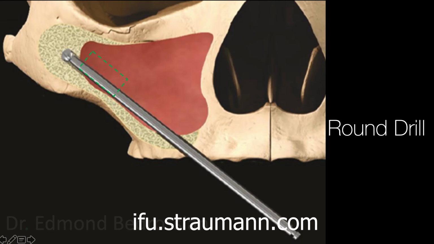So the round drill sets the trajectory. It basically makes a small indentation on the base of the zygoma, allowing the 2.9 millimeter drill to seat and not chatter. And again, as you can see, the posterior aspect of the round drill is parallel and in intimate contact with the posterior aspect of the lateral sinus window.